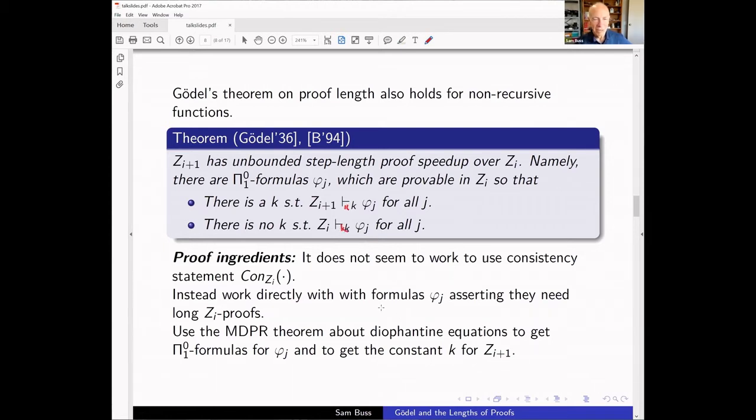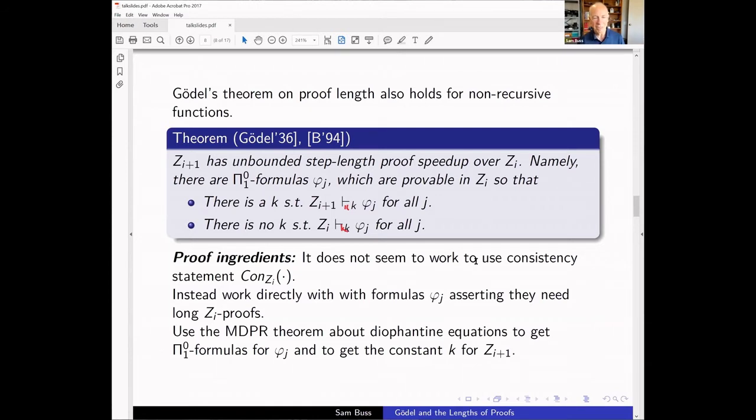For the proof of this, it doesn't seem to work to use the consistency statements Con_{Z_i} like we did for the symbol length proof. Instead, we can work directly with the formulas phi_j asserting they need long Z_i proofs. It turns out these formulas do need long Z_i proofs, but they have constant length Z_{i+1} proofs. The proof method is pretty much along the lines of the earlier proof I sketched. I'm not going to give it again.